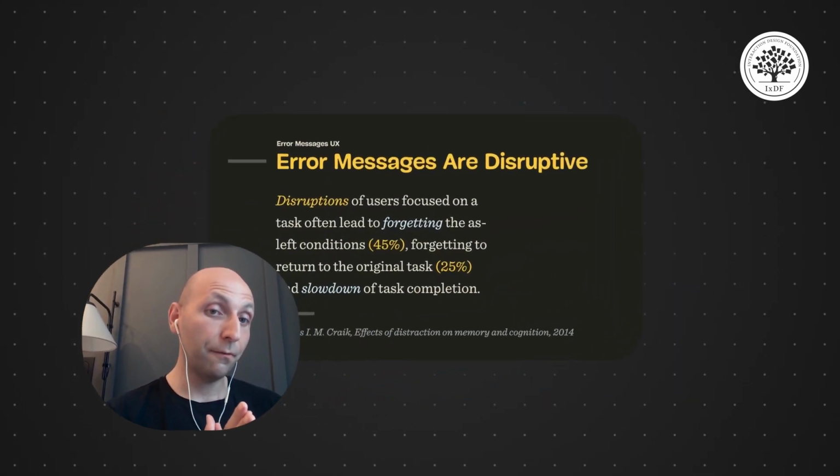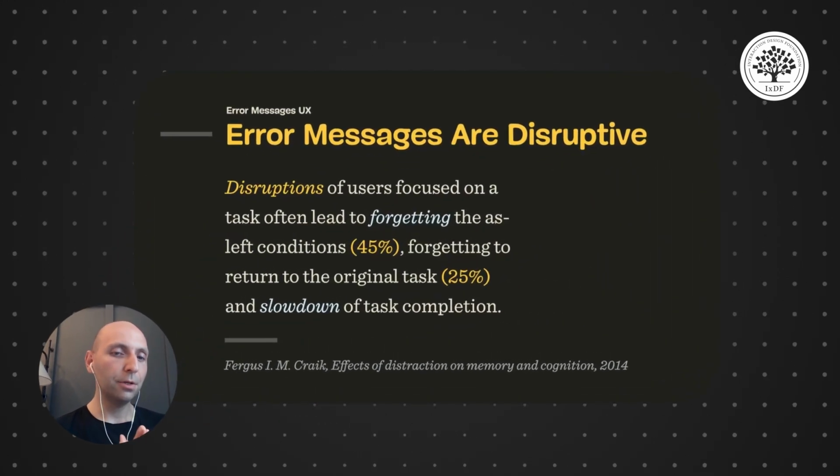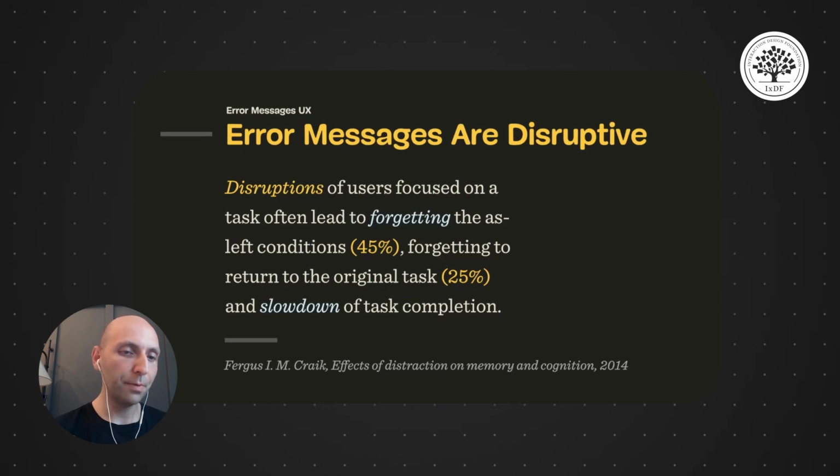Actually done in 2014, so that's been a long time ago. But this is a study that said disruptions of users focused on a task often leads to forgetting the as-left conditions, which affected 45% of testers, forgetting to return to the original task, which affected 25%, and slowdown of task completion. 3 things.